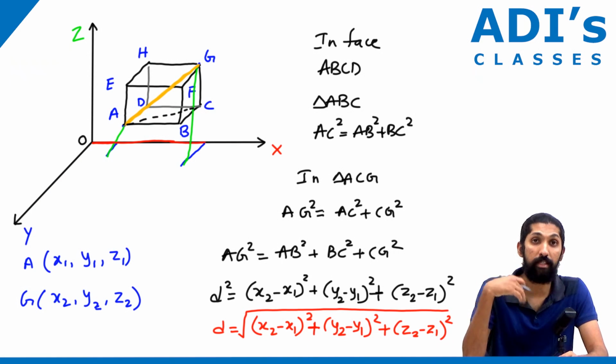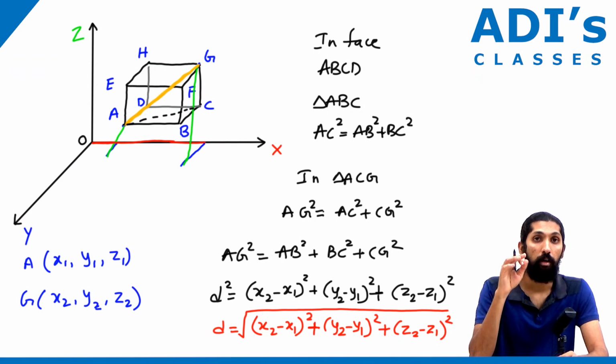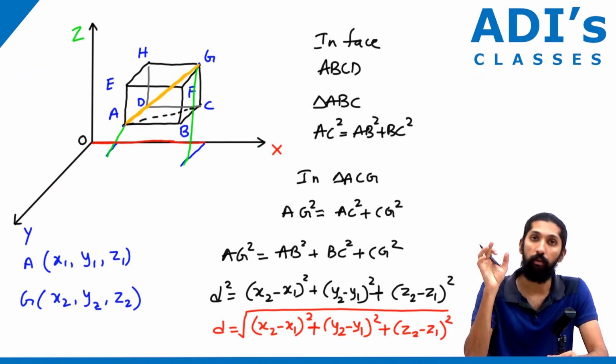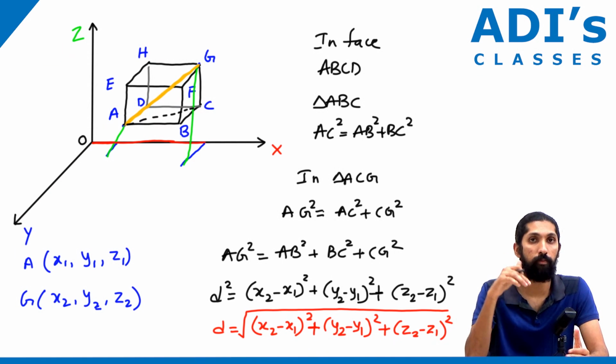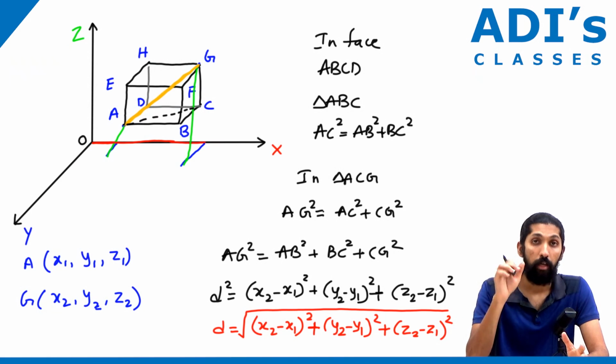Now, don't you think it's the same as what you did for the 2-dimension distance formula? So it's going to be the same thing, but you have to add one more part, which is the z part. Now, the distance formula is the same, root of x2 minus x1 whole square, y2 minus y1 whole square, z2 minus z1 whole square. You add everything. Fine.